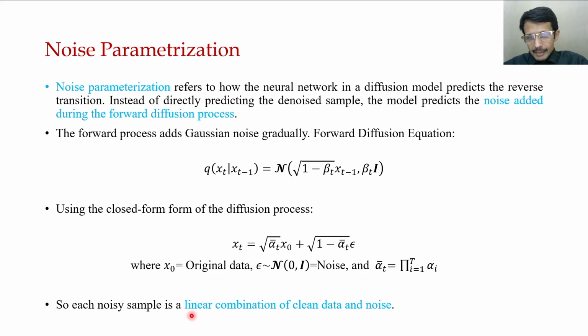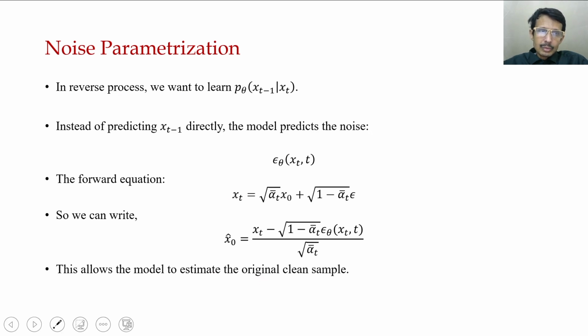So each noisy sample is a linear combination of clean data and noise. That we can understand from this. Now with this background, in the reverse process we want to learn p theta of xt minus 1 given xt. So instead of predicting xt minus 1 directly, the model predicts the noise. Since this is a prediction, this is parametric, so this is a noise parameter epsilon theta of xt comma t.